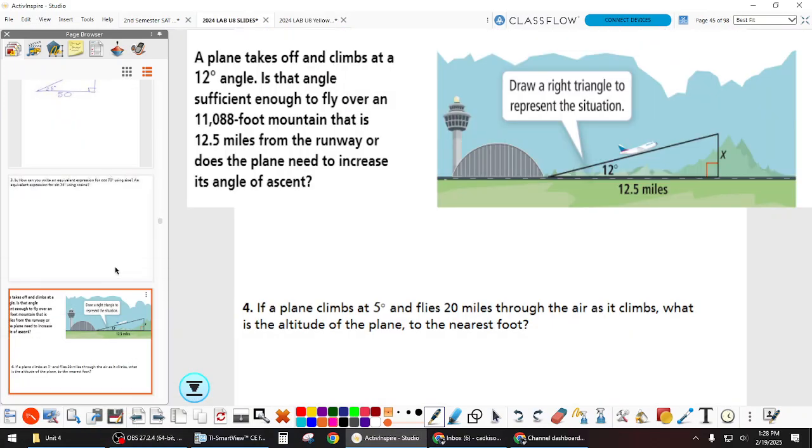So a plane takes off and climbs at a 12-degree angle. Is that angle sufficient to fly over an 11,088-foot mountain that is 12.5 miles away? Think of it like what we live in here in Grand Junction. A plane takes off from the airport and flies towards the mesa, which is about 11,000 feet. It's probably not exactly 12.5 miles, but it's not hugely different. So if they start at a 12-degree angle, are they going to make it over the mesa? That's kind of what we're asking.